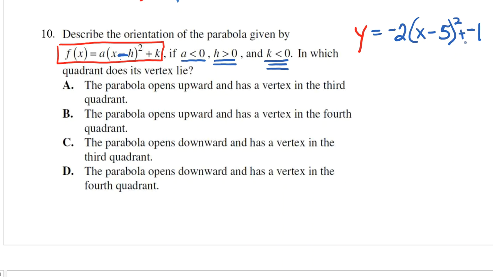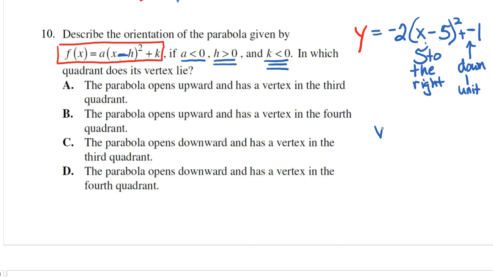All right, so you can see where our vertex would be. We took this graph and we moved it 5 to the right, 5 units to the right. And outside the function here, outside the parentheses, we are moving it down 1 unit.